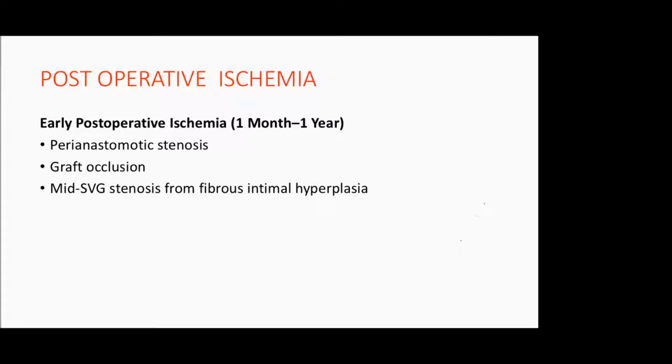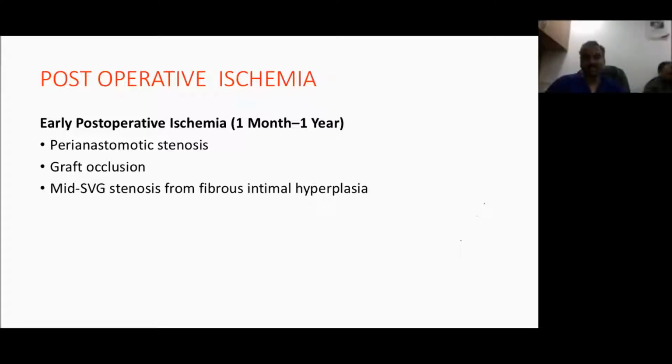Another is mid-SVG stenosis from fibrous intimal hyperplasia. So this is very important. Venous grafts have two kinds of occlusion. One is fibrous intimal hyperplasia. Another is atherosclerotic degeneration related occlusion. So the early occlusions of venous grafts are predominantly because of fibrous intimal hyperplasia.